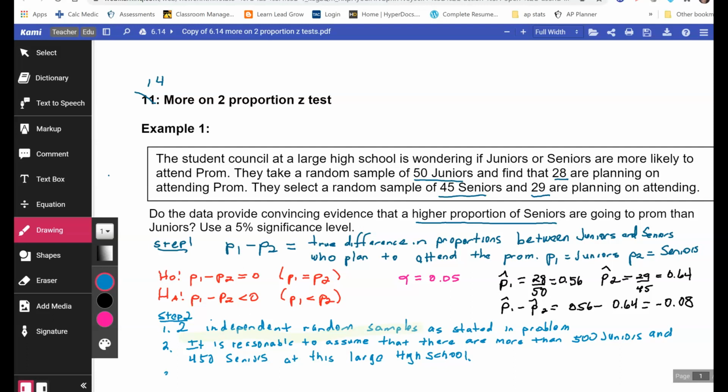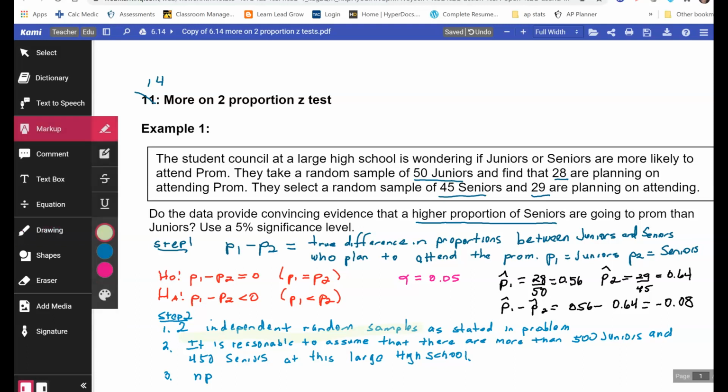So the last condition is the large count condition. Now, this one you have to be a little bit careful with. It's slightly different than our usual statement. So the large count condition is n times p, or is it n times p hat? When we're dealing with a 1 proportion test, it's plain p because we define p within our null hypothesis.